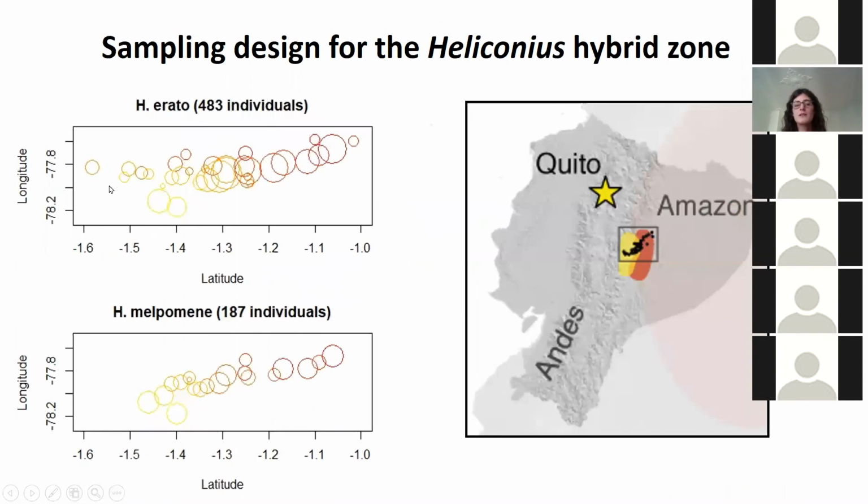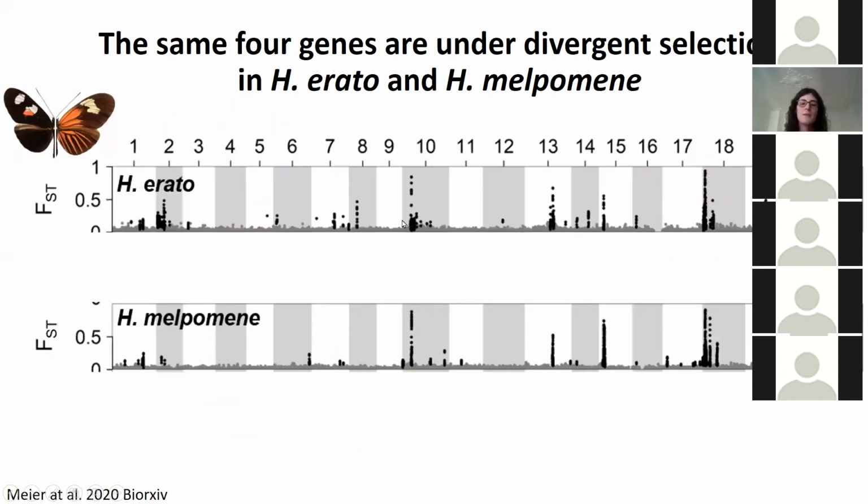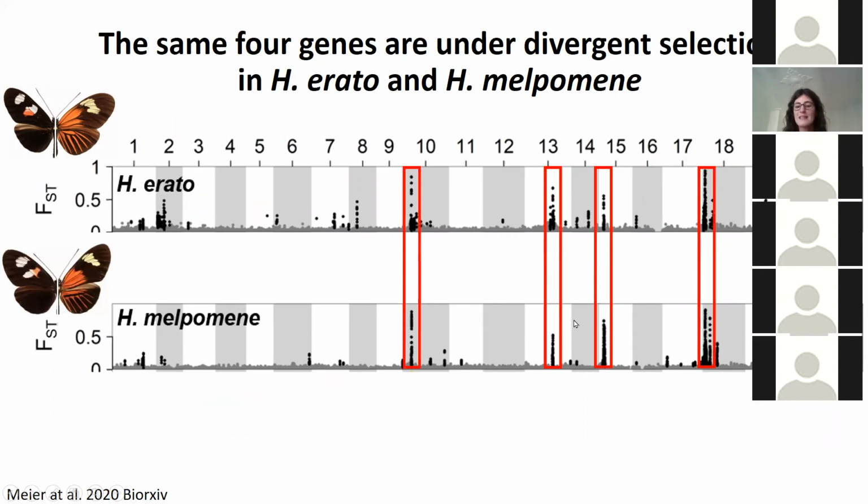So we sequenced almost 500 individuals of Erato along this transect, and almost 200 individuals from Melpomene along this transect. When I just compared the highland and the lowland forms of Heliconius erato, I found that there are 4 major peaks. And in Melpomene, I found the exact same 4 major peaks of FST. So these are regions where the highland and the lowland forms are strongly divergent. And I found the same 4 regions showing up.